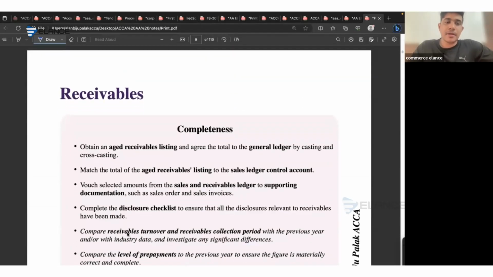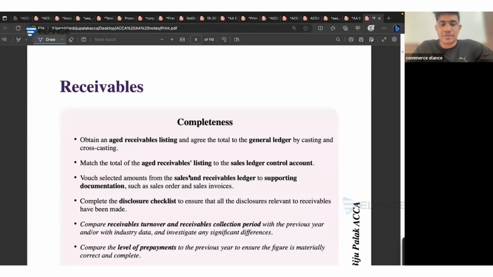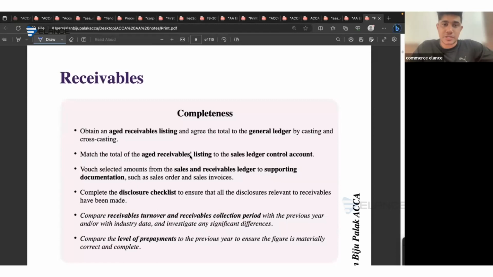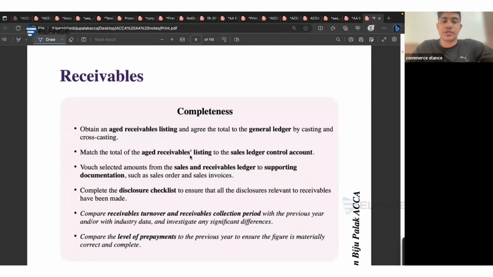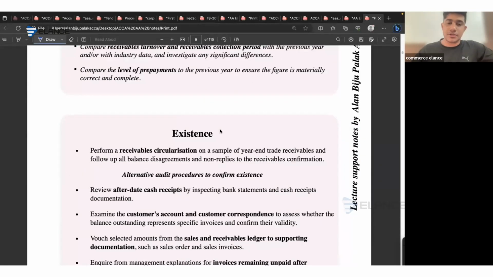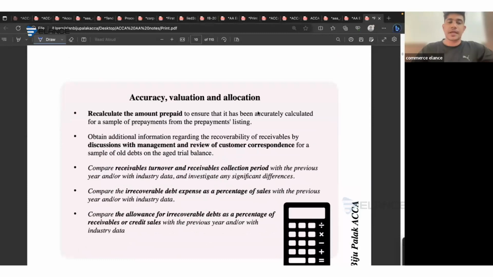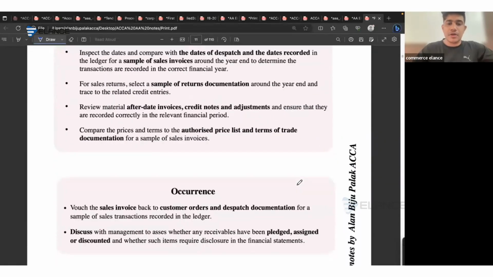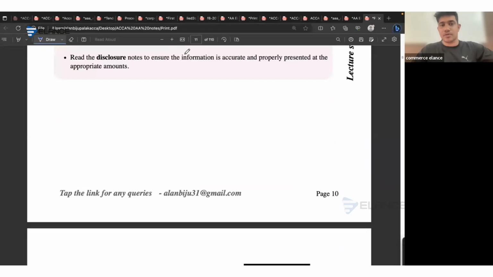Okay. Then receivables. When it comes to the receivables area, we have studied a lot of points, especially in relation to substantive procedures based on assertions. We have studied completeness for receivables, the existence of receivables, then accuracy, valuation, allocation for receivables, then rights and obligation, classification, then cutoff, occurrence, presentation, and more.